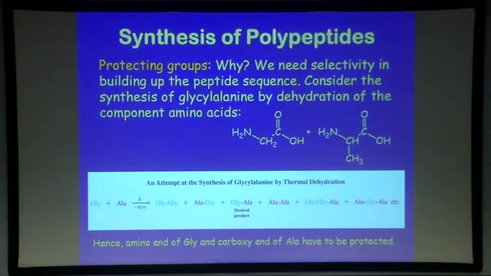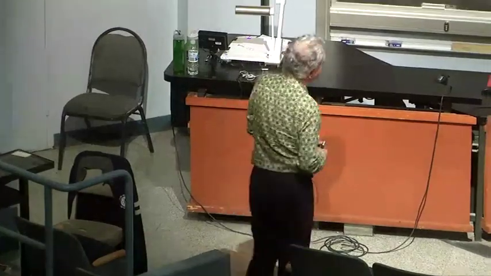Okay? And it doesn't just stop there, because the ends are unprotected. The amino end of alaglycyl, amine on the left and carboxy on the right, will react with more of the two components here or any of the other components. So you get polymerization, and it's a polymerization that's totally random, because the reactivity of these groups at the two ends is pretty much the same.